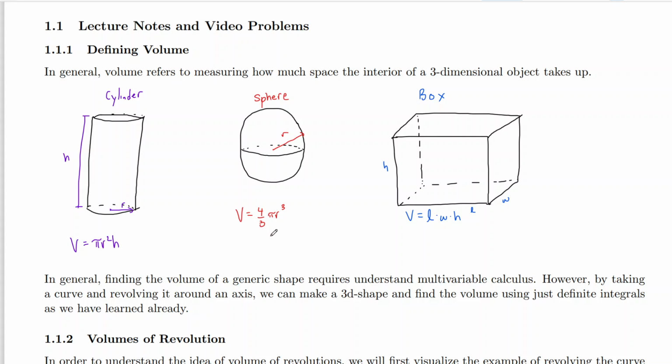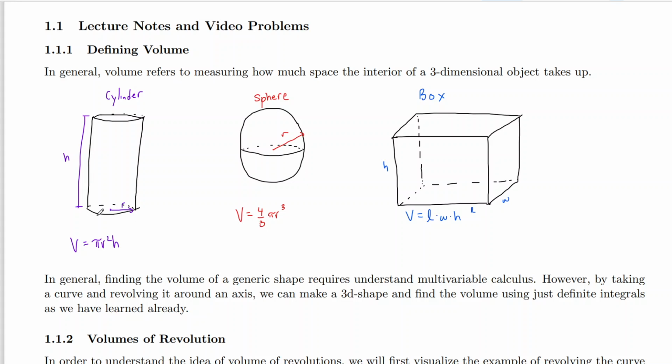And we can get to non-circular types of objects. We know the volume of a box or a rectangular prism is the length times the width times the height. And there are certainly other ones. We've seen cones in this class. You can do pyramids, basically anything that's three-dimensional.